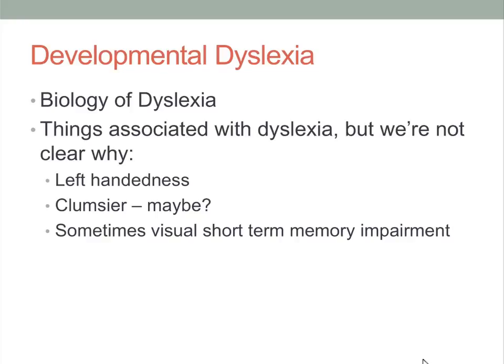There has been some research that suggests that dyslexics are clumsier. I don't know how much that holds water. It's sort of one of those things that some people say yes, some people say no. And then sometimes there is visual short-term memory impairment, which we think might actually be part of the cause, because it's hard to segment symbols if you're having a hard time keeping them in memory.